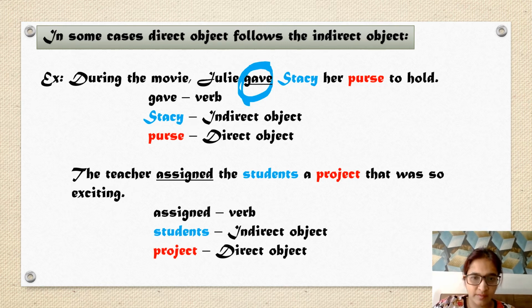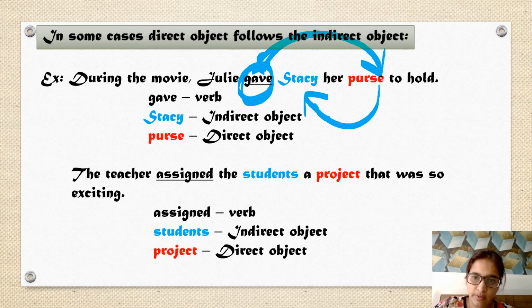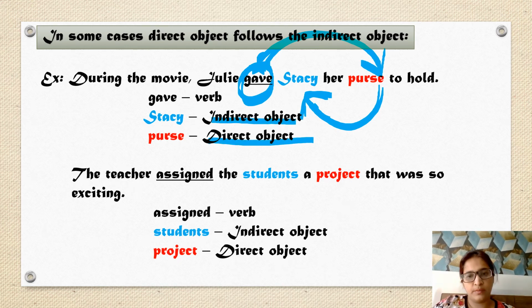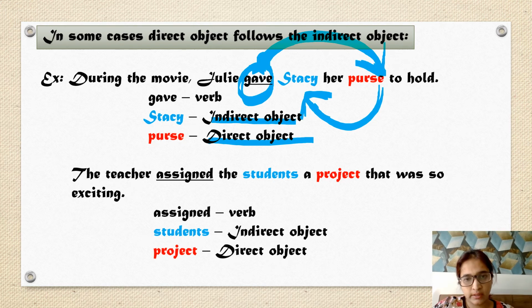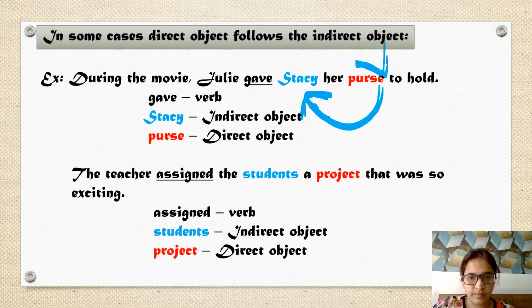So first we have gave here. Gave what? Gave the purse. So purse becomes the direct object. And to whom did she give the purse? To Stacy. So Stacy becomes the indirect object and purse becomes the direct object. Why is purse the direct object? Because gave what? Gave is the verb here. Gave what? The purse. So it is indicating toward the purse, which means purse is the direct object and Stacy becomes the indirect object.